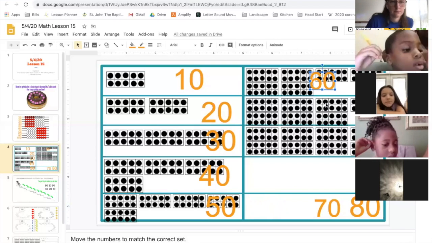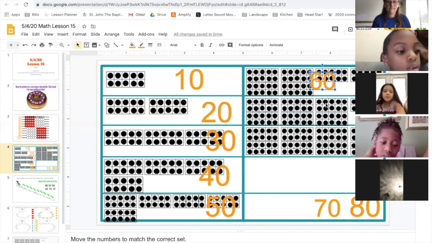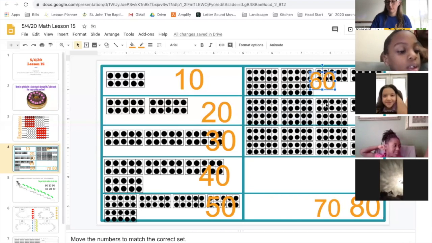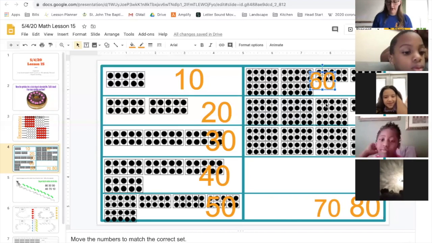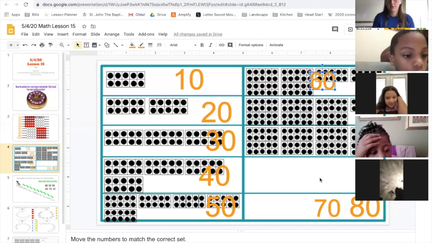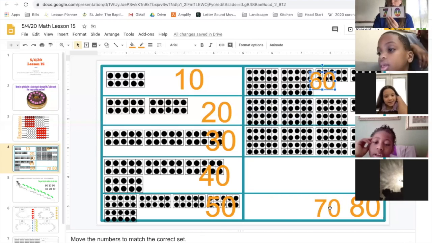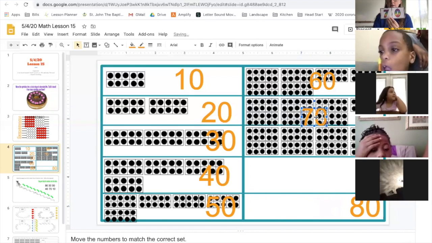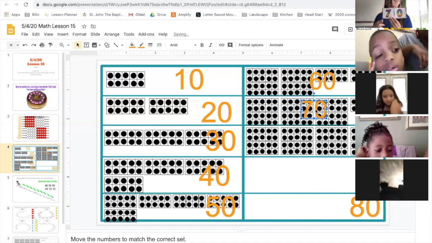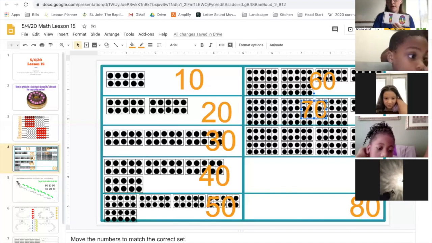Okay, let's count this one out. Ready? 10, 20, 30, 40, 50, 60, 70. I heard the right answer. What does the number 70 look like? 70 is a 7 and 0. So we'll move 70 up here. 70. All right, let's do the last one.